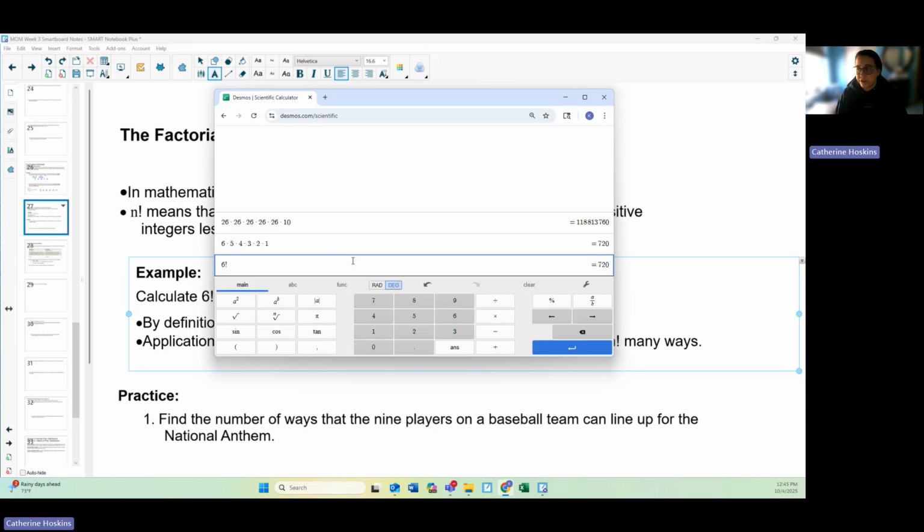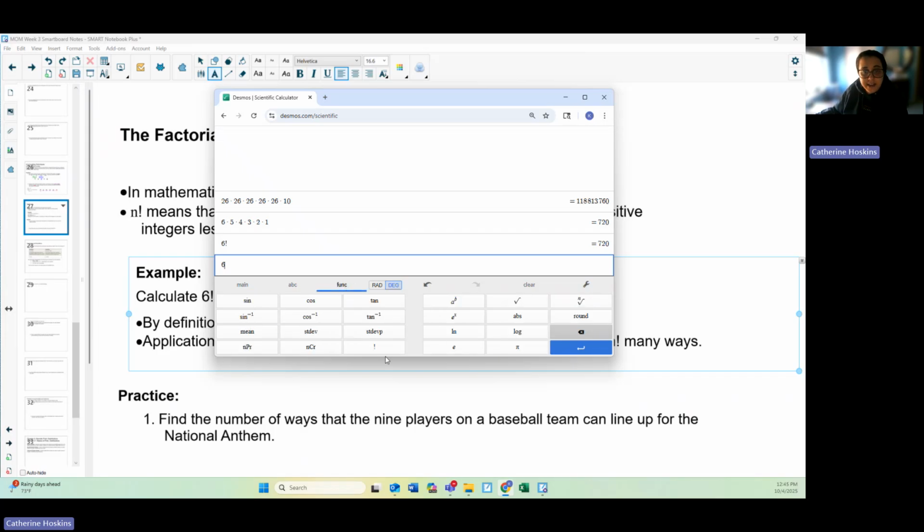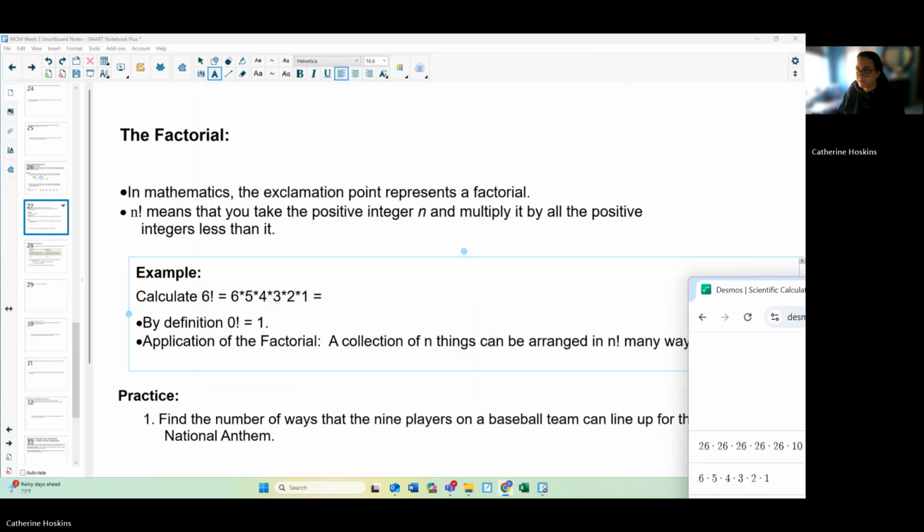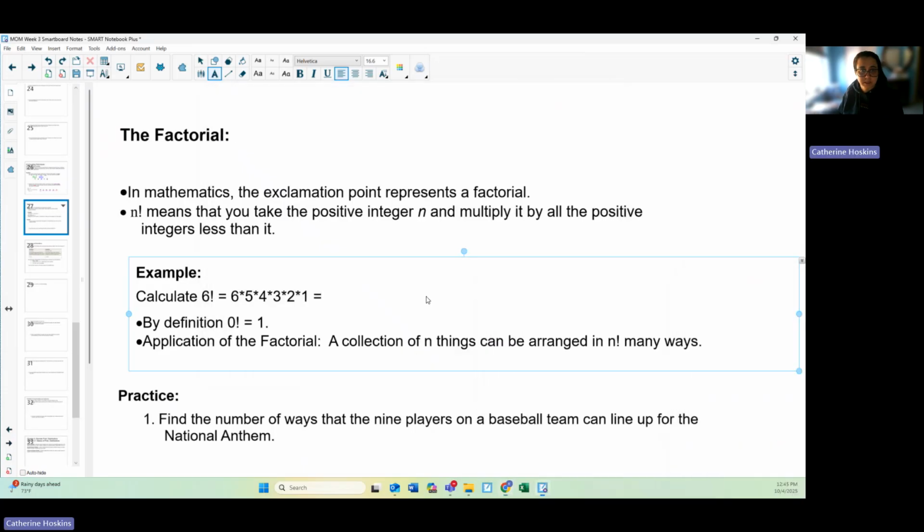One more way to get this factorial in Desmos is, once again, you could hit the number 6. You can then over here hit function, F-U-N-C. Then down here, we get that factorial button. I can click it, and I once again get my 720. So our answer here would be 720. Now, by definition, 0 factorial is equal to 1.